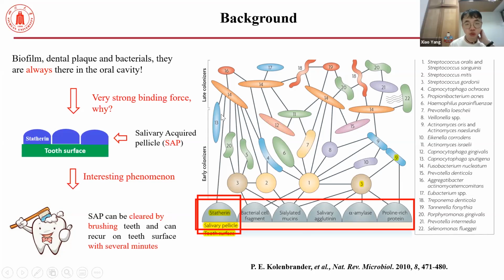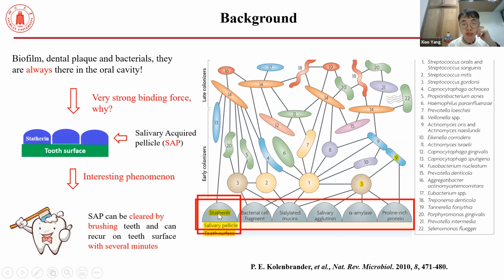First of all, I will introduce the Salivary acquired Pellicle. In our oral environment, between the tooth and our oral bacteria, there is a layer of protein and glycoprotein. We call this layer the Salivary acquired Pellicle. It has a very interesting phenomenon because it can be cleared by washing the tooth, and it can reoccur on our tooth every several minutes. Our research is focused on these proteins.